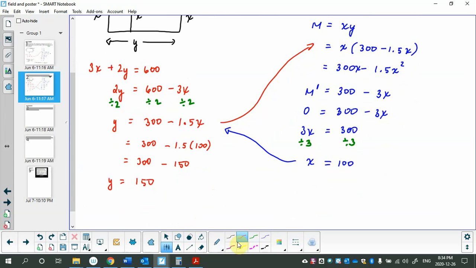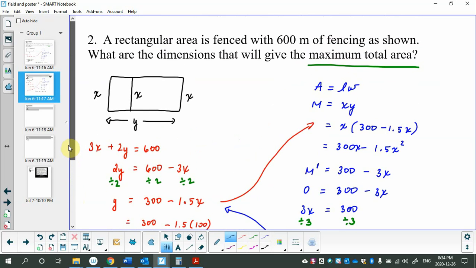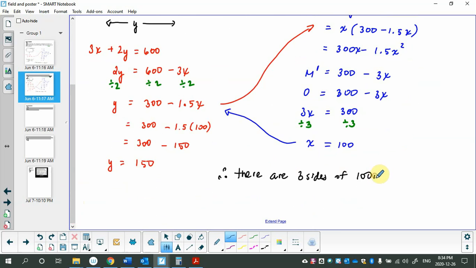Okay, so again, with my therefore statement, I have to be super specific. So I have to say, therefore, there are 3 sides of 100 meters and 2 sides of 150 meters. And you can totally check your work.